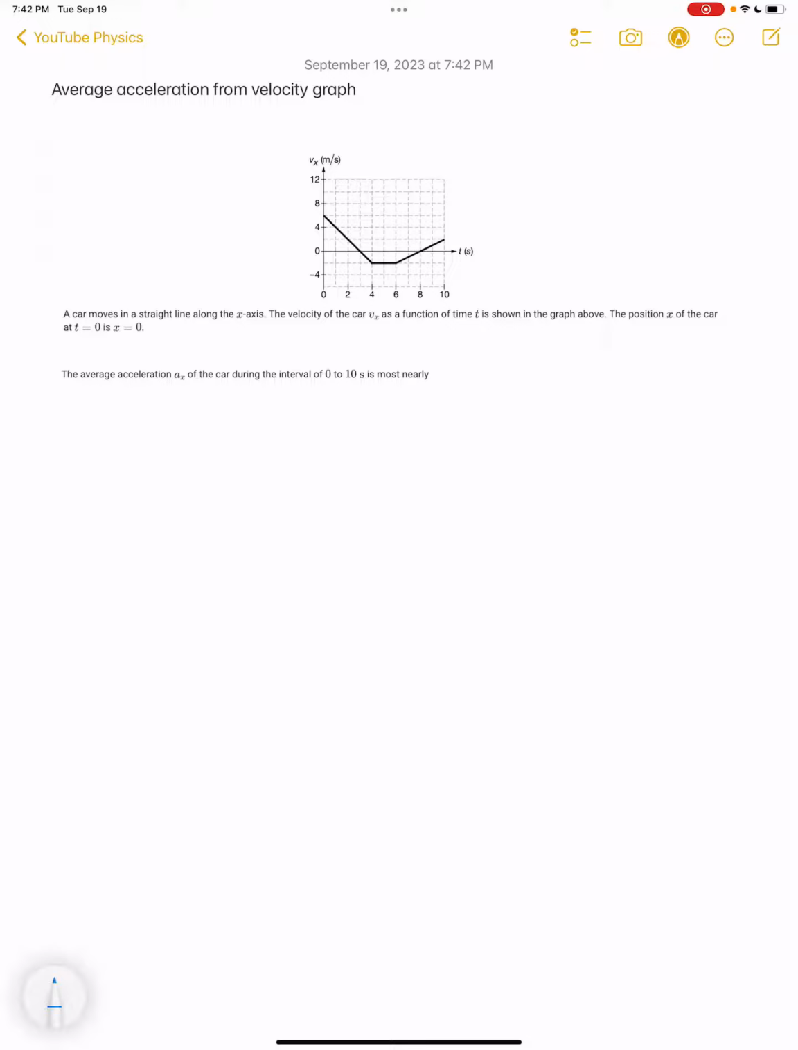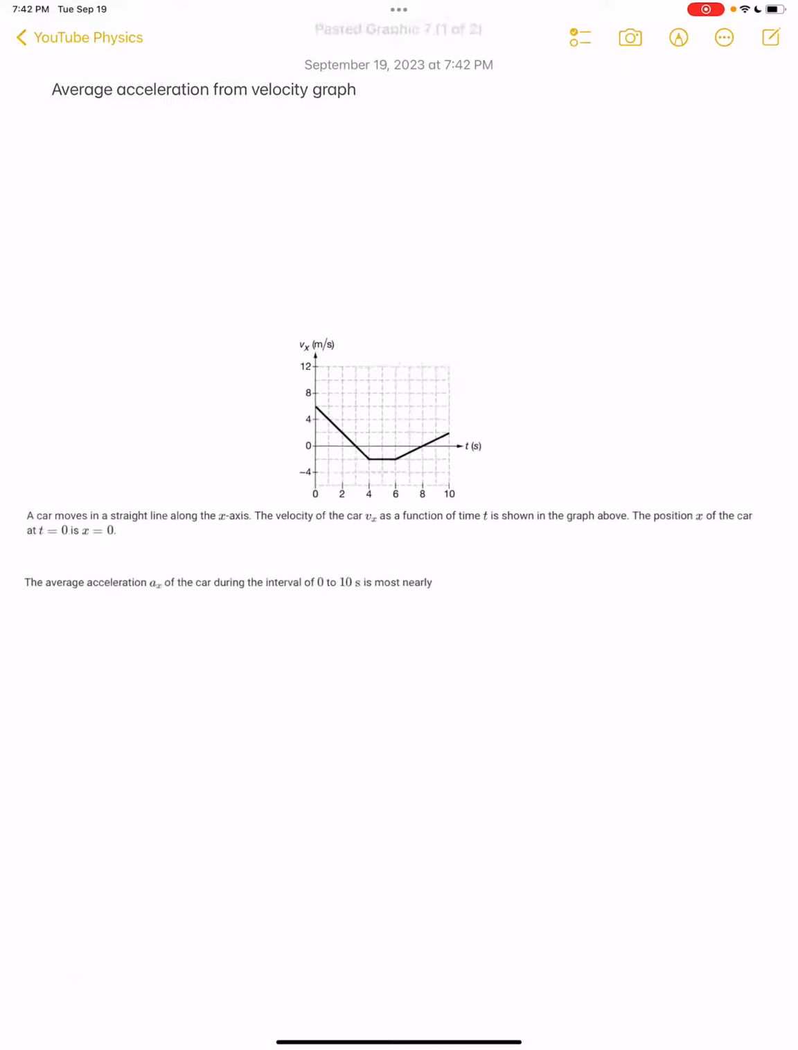A car is moving in a straight line along the x-axis. The velocity of the car, which is vx, is given as a function of time in the graph, and the position x of the car at time zero is zero. It's asking you to find the average acceleration ax of the car during the interval 0 to 10 seconds.